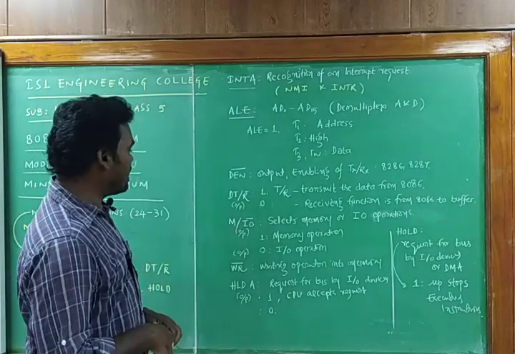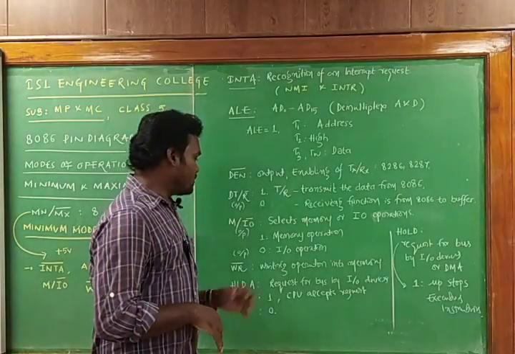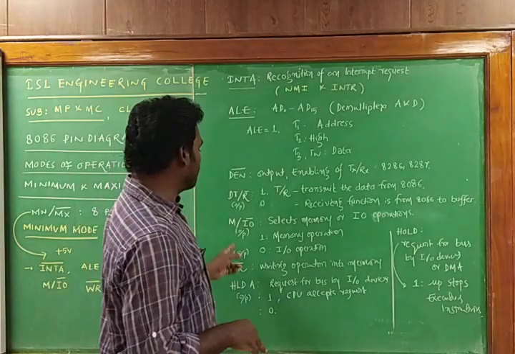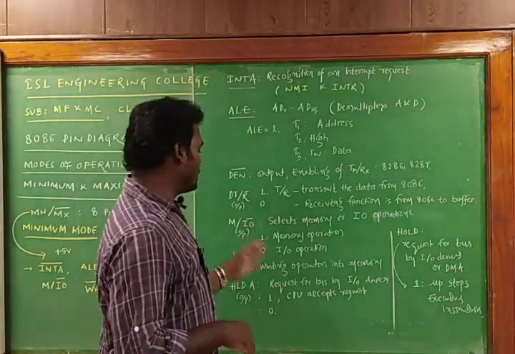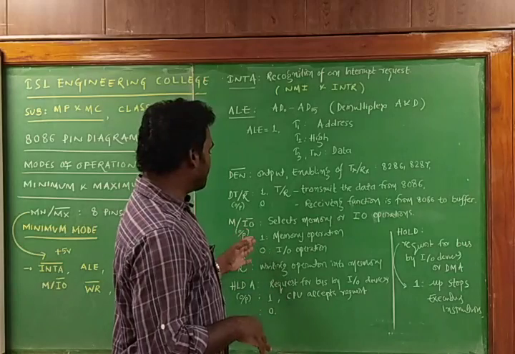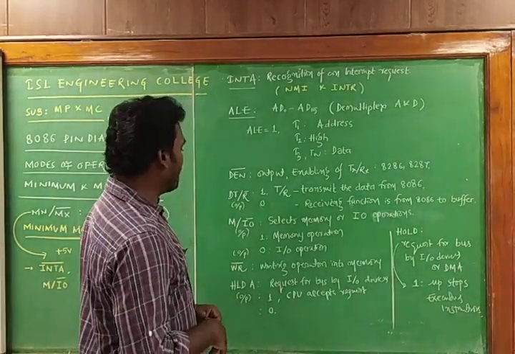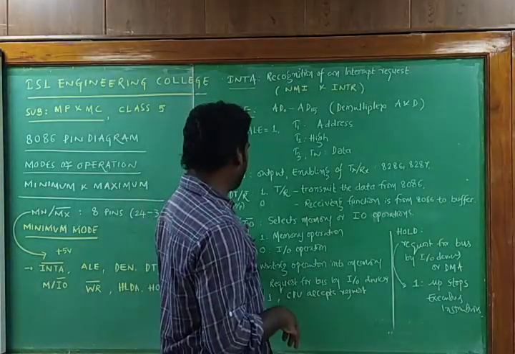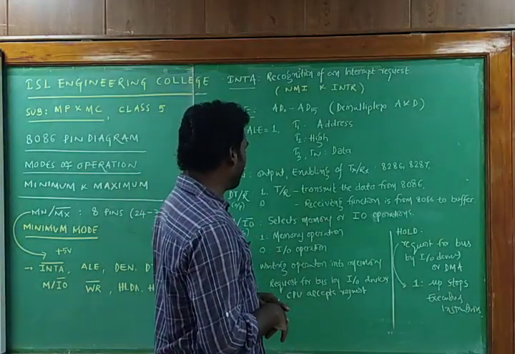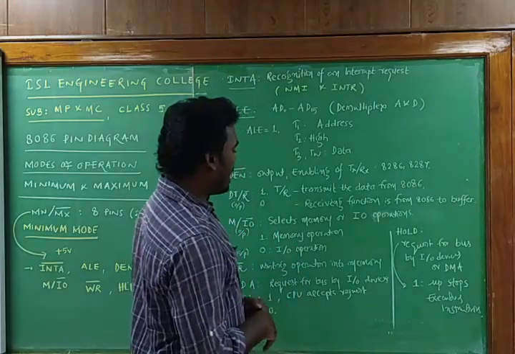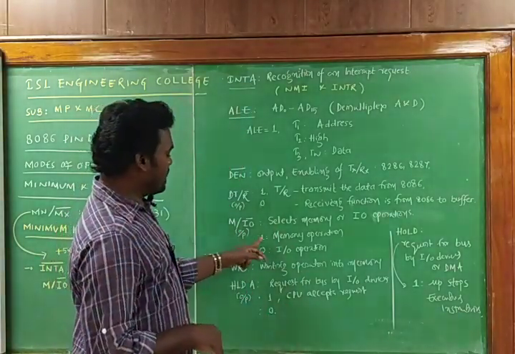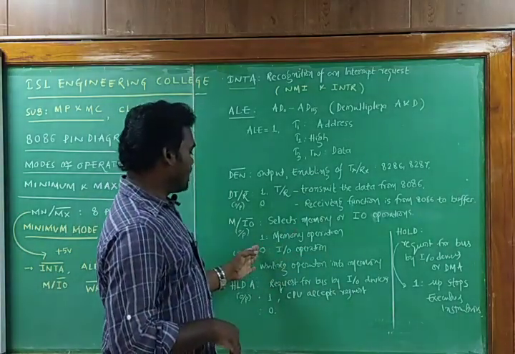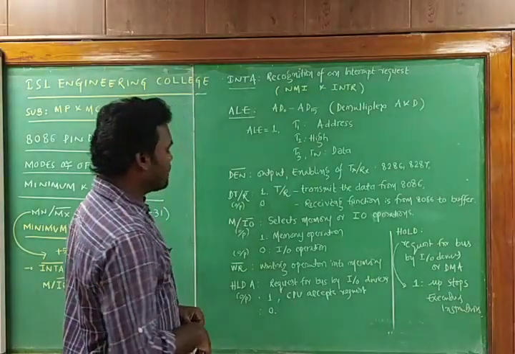The next one is M/IO, memory or input output. It is an output signal that gives the information of selecting the memory or IO operation. Whenever this signal is 1, it selects the memory operation. Whenever the signal is 0, it selects the IO operation.